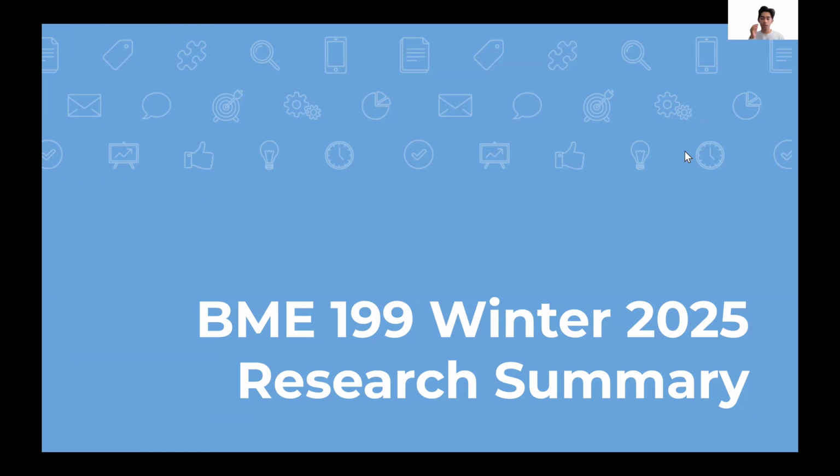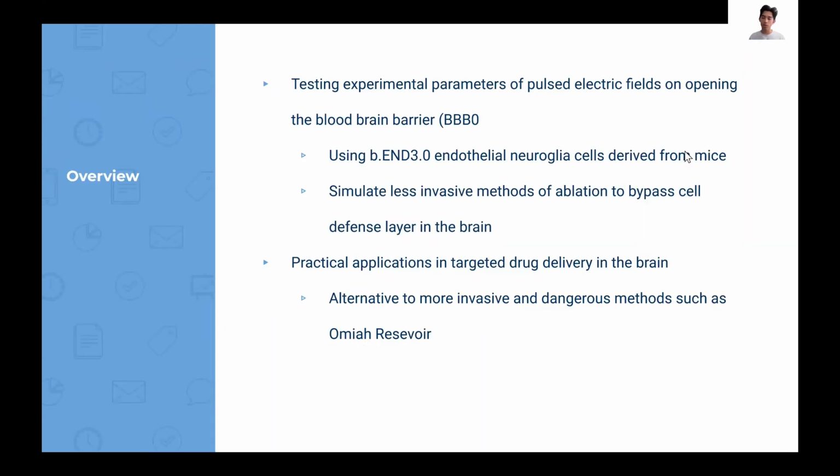So, a little overview on our project. As I mentioned, we are using pulse electric fields for opening the blood-brain barrier, which is a natural defense mechanism of the brain and the body to prevent pathogens from entering the brain, since it's a highly sensitive area. There's a layer of endothelial cells that surround the brain, which we need to bypass in order to have some practical applications in targeted drug delivery in a non-invasive or less invasive manner.